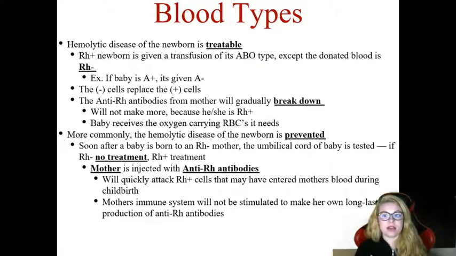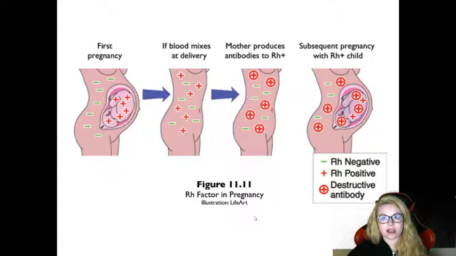The mother in this case, after having this first child, will be injected with anti-Rh antibodies, which will quickly attack the Rh positive cells that may have entered the mother's blood during childbirth, and the mother's immune system will not be stimulated to make her own long-lasting production of Rh antibodies. This is commonly how they treat mothers after their firstborn child. And this is usually something that doctors test before you even deliver a baby. They want to know what the mom is versus what the baby is, and that's a standard medical test that gets done.